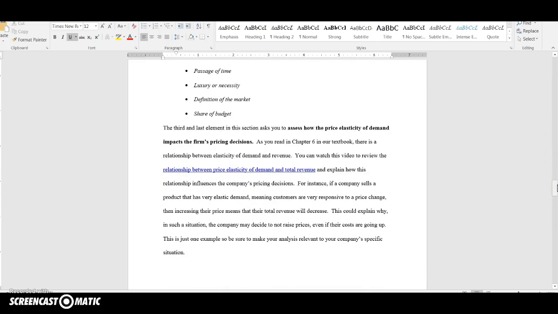And then the very last element in price elasticity of demand, which we didn't actually get to talk about in our chat last night, but I'm happy to talk about here since we ran out of time there. This element really wants you to show your understanding of the relationship between price elasticity of demand and total revenue. So the element itself is titled Assess How Price Elasticity of Demand Impacts the Firm's Pricing Decisions.